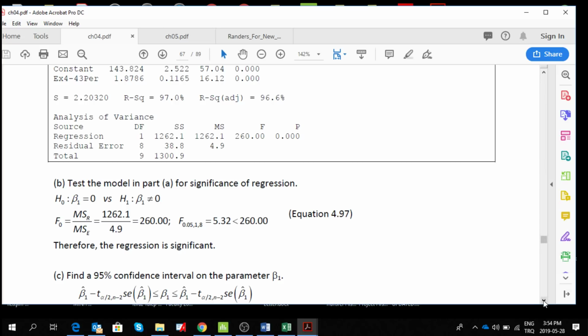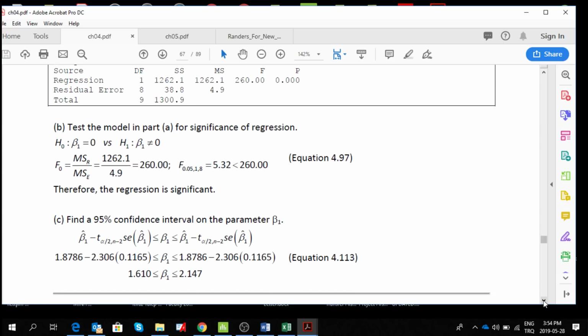Another thing is we want to find the 95% confidence interval on the parameter beta 1. You can also see the F value here, 260. By hand, you can find it like that. Another thing is that we are going to reject the null hypothesis: p is very small, alpha is bigger than that, so we reject the null hypothesis and accept H1. That's another way to say it. And then find a 95% confidence interval.